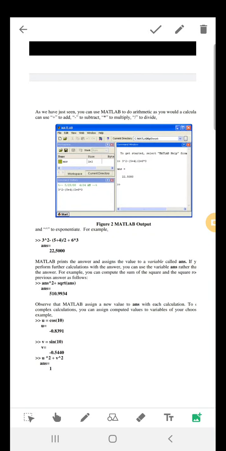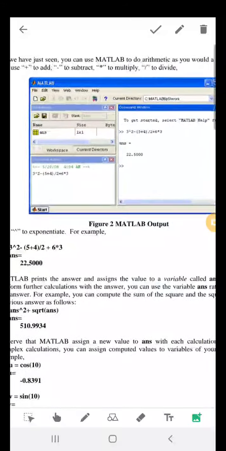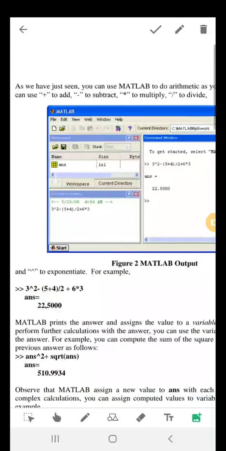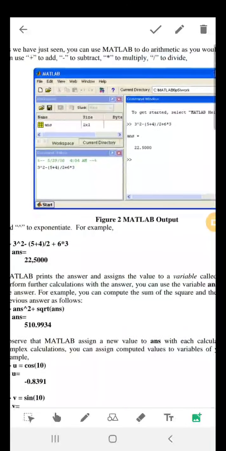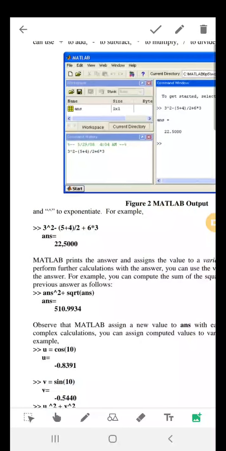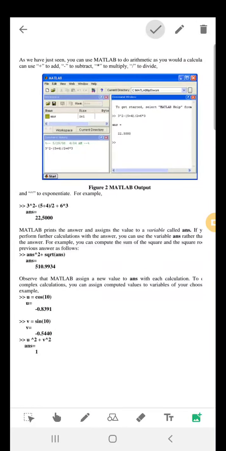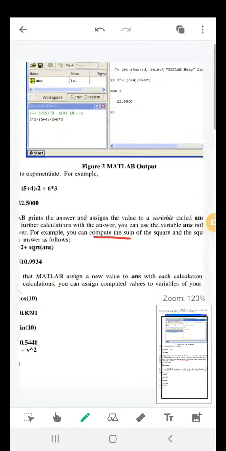This is how the interactive window of Matlab looks like. This is where we write the commands, and you've seen that we can use Matlab for arithmetic operations as well. Like here, it has been used for an arithmetic operation.